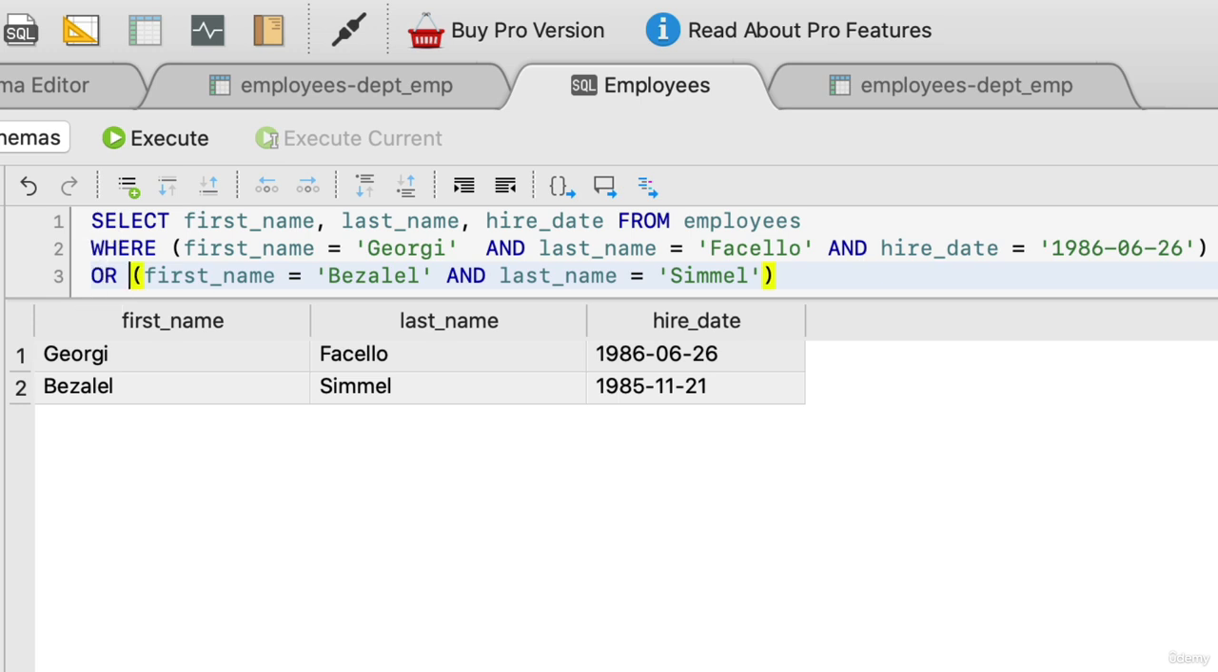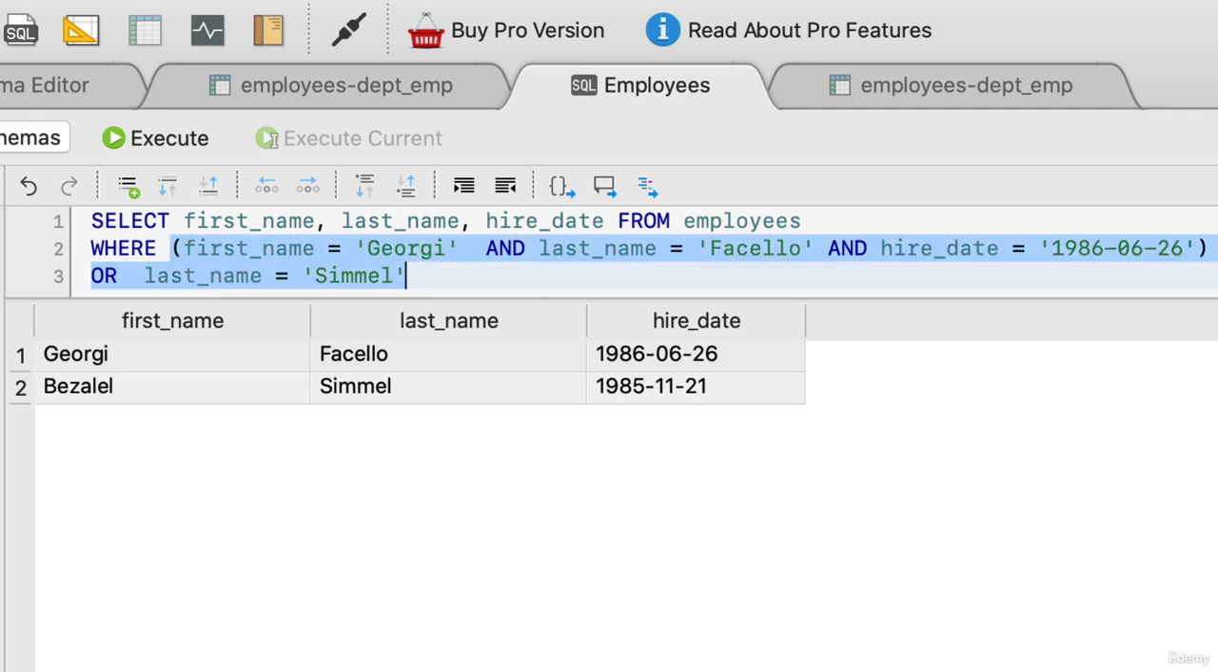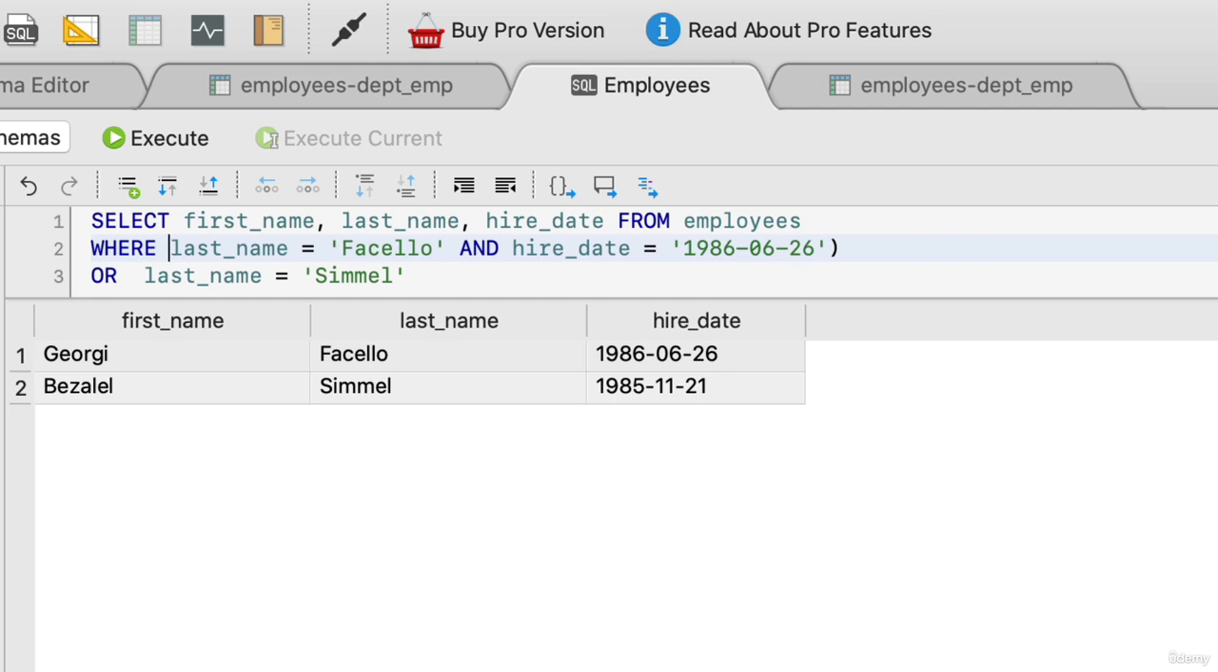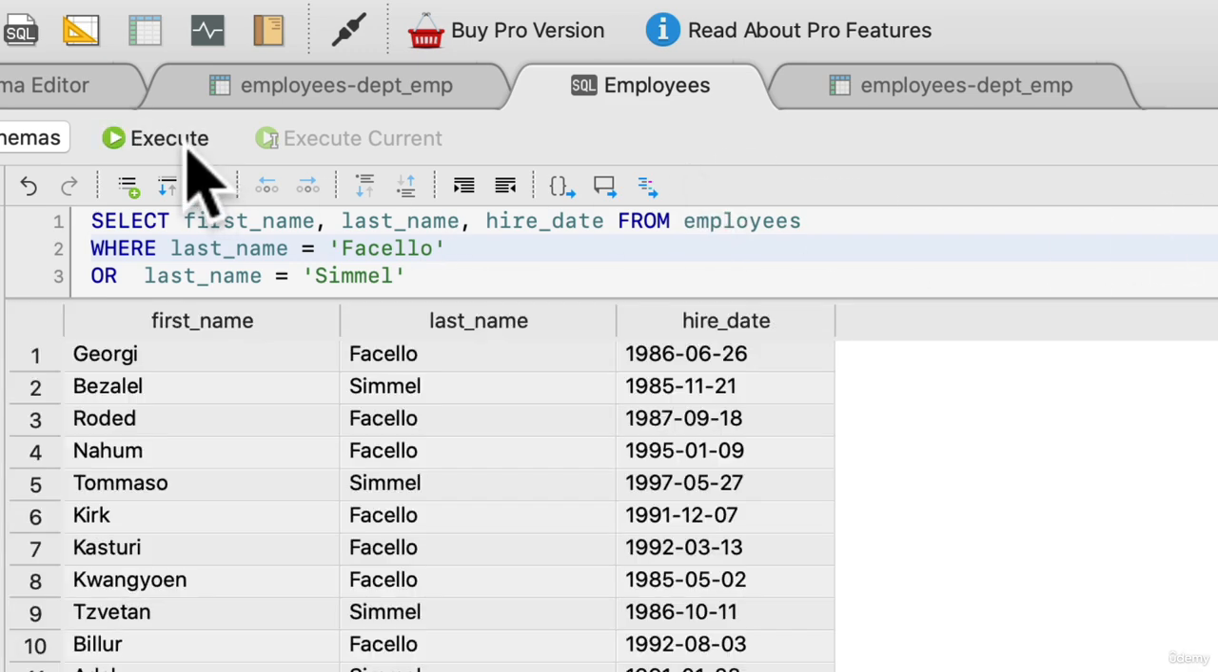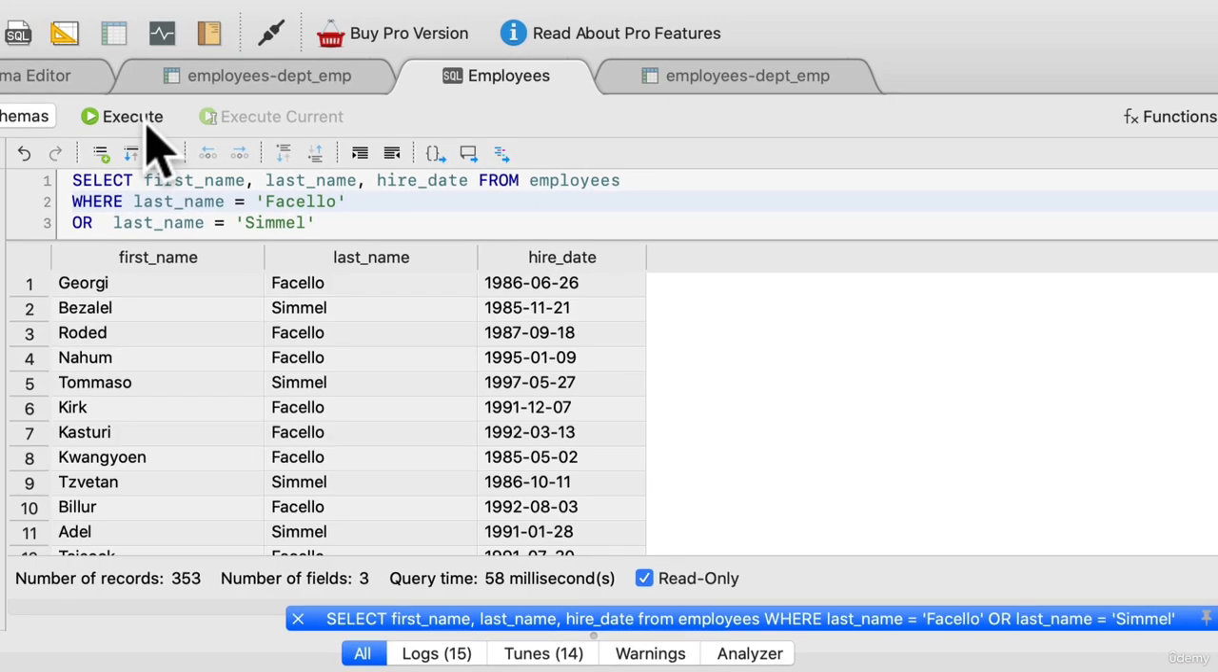See, we could just as easily have done where last name is equal to Simil or the last name is equal to Facello. So if we just did this, what would we get? Where last name is equal to Facello or last name is equal to Simil. Well, let's execute that. And now we get a lot of information because we're saying, well, if your last name is Facello or your last name is Simil, give me your information. There is no strict criteria.